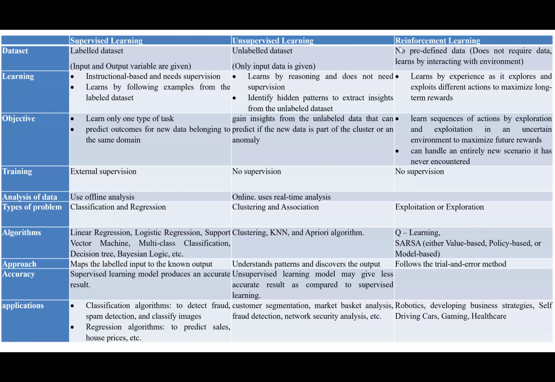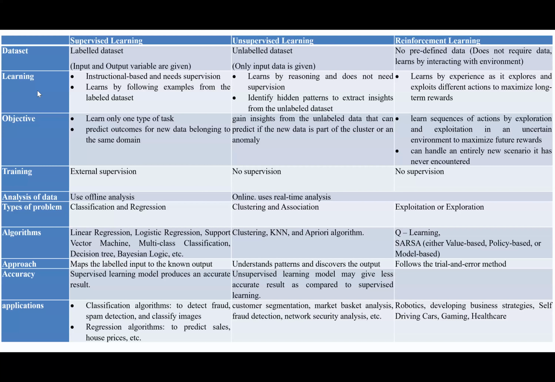That is unsupervised learning. Reinforcement learning: no predefined data, no labeled data, no unlabeled data, it does not require data, and it learns by interacting with the environment. I gave you the example of a self-driving car. I gave you the example of the AlphaGo game, right? So they are reinforcement learning based applications. No predefined data, it doesn't require data. It learns by interacting with the environment. Okay, so this is with respect to the data set, how these three types of learning differ from each other.